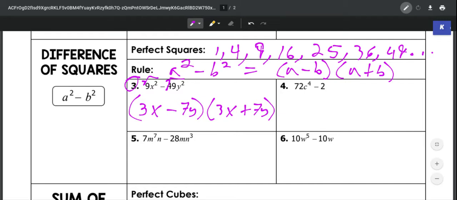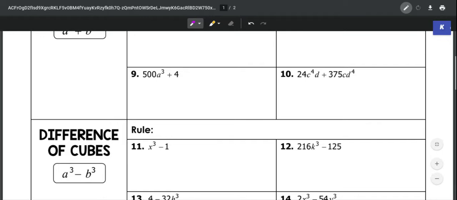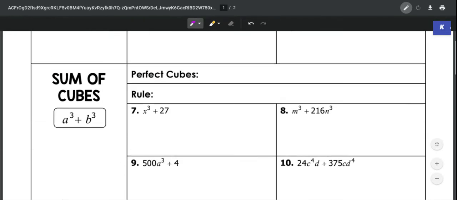You just got to be sure that both of your two terms are perfect squares, and then it'll come out as the general form a minus b times a plus b, or pretty much you're rewriting the same two factors with one having a minus sign, one having a plus sign. All right, so now the next two things are going to be brand new.